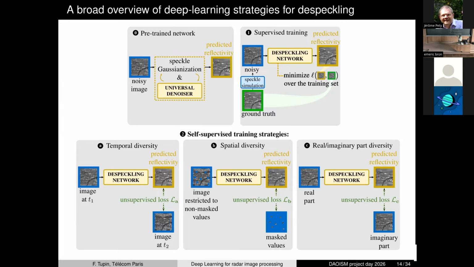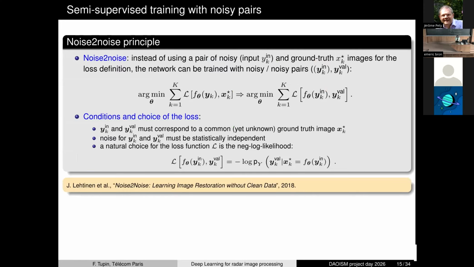So what I would like to describe now is the self-supervised strategies, where you don't need any ground truth image. You just take noisy images, and using the physics of acquisition of the radar images, you can derive some interesting frameworks where you could train the network and have nice results. Before explaining two strategies, I will take a brief look at this work, which is called Noise2Noise. It was one of the first works explaining how you could train a network when you don't have any ground truth image.